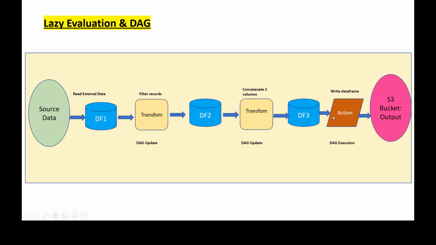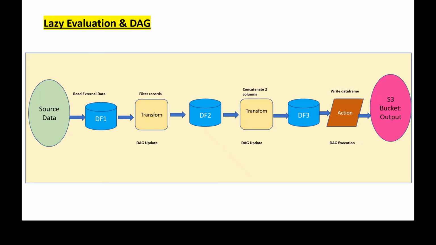And let's say now we are calling an action. We want to write the data into an S3 bucket or storage layer. This action will refer to the DAG and traverse back to the first step, and it will start executing all the transformations based on the logical plan provided by the DAG, completing the steps one by one. Finally, it will produce DF3. Then the output would be written into the storage layer. This is how it works. I hope you understood lazy evaluation and DAG.